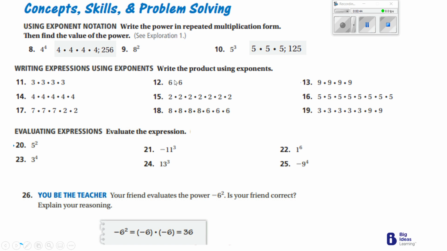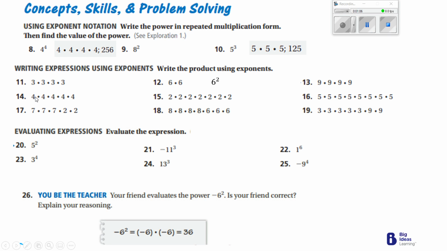Let's go to number 12 now. This time it says writing expressions using exponents. Write the product using exponents. Well, when I write this expression, I see that I'm going to get 6 times 6, which is 6 to the second power.